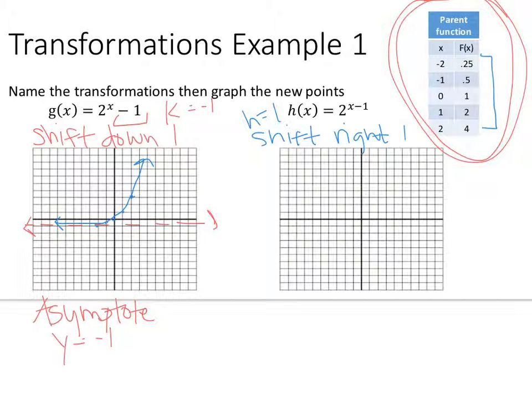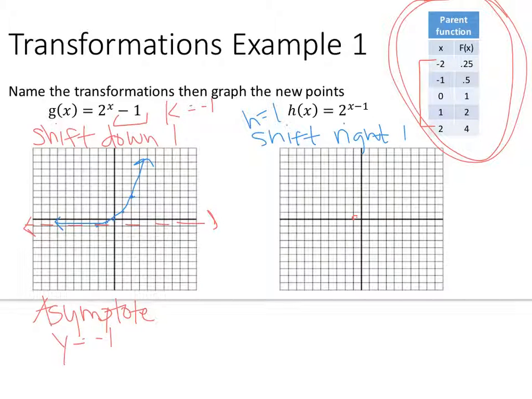So this time, I'm going to affect the x values. So if I'm going to the right one, that means I'm going to add 1 to all of my original x values. So again, we always go back to the parent function. So at the point (-2, 0.25), I'm actually going to be at (-1, 0.25).